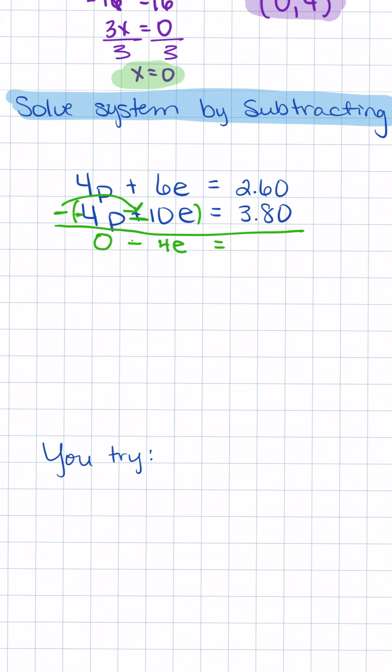And then if we take 2.6 and we subtract the 3.8, we get a negative 1.2. And then we're going to divide. So then we have negative 4e equals negative 1.20. They're being multiplied. Let's divide by negative 4. These get crossed out. e is going to equal 0.30.